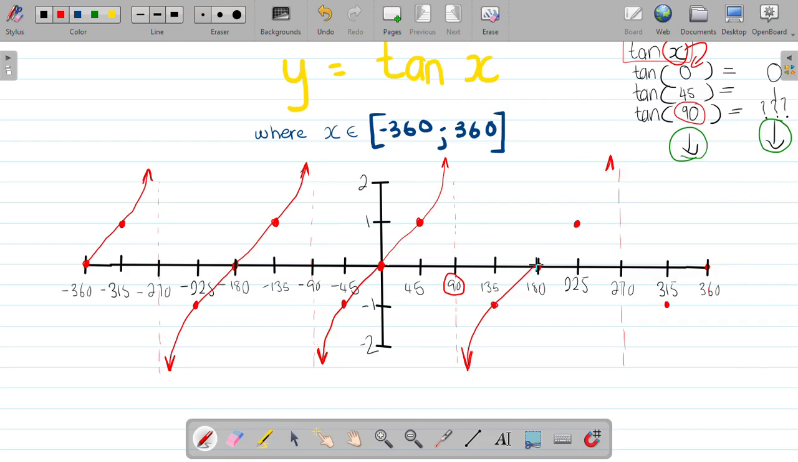We go here, and it'll continue to go up and not touch the 270 mark. And then over here, it will go to 315 at -1 and continue to go down. Sorry, I didn't add an arrow over there. All right, guys, that is our tan graph.